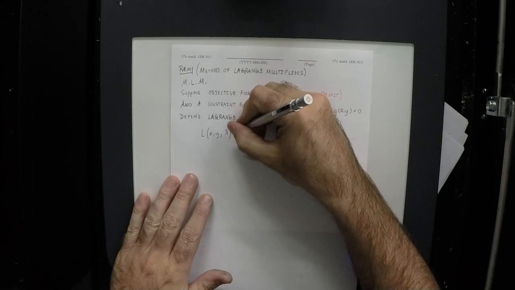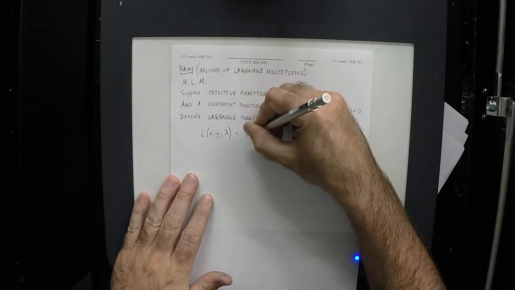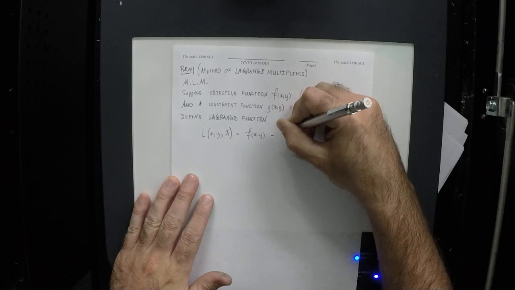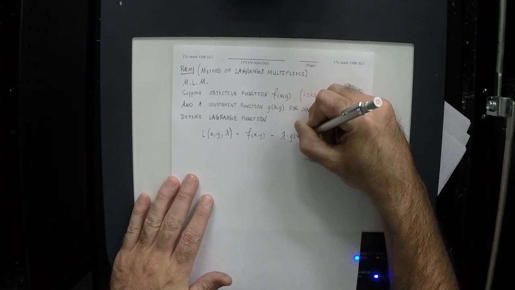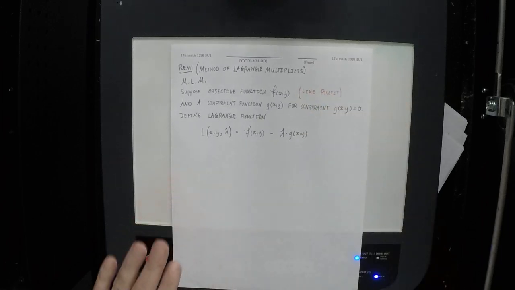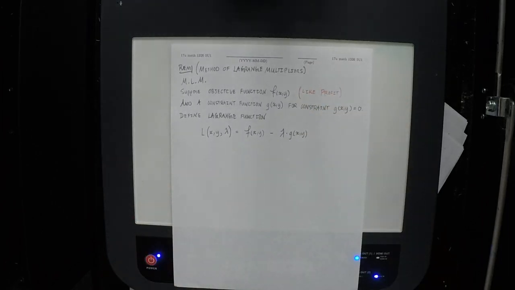So here's the Lagrange function. It's f of x and y minus lambda multiplied by g of x and y. So it's the objective minus lambda times the constraint.